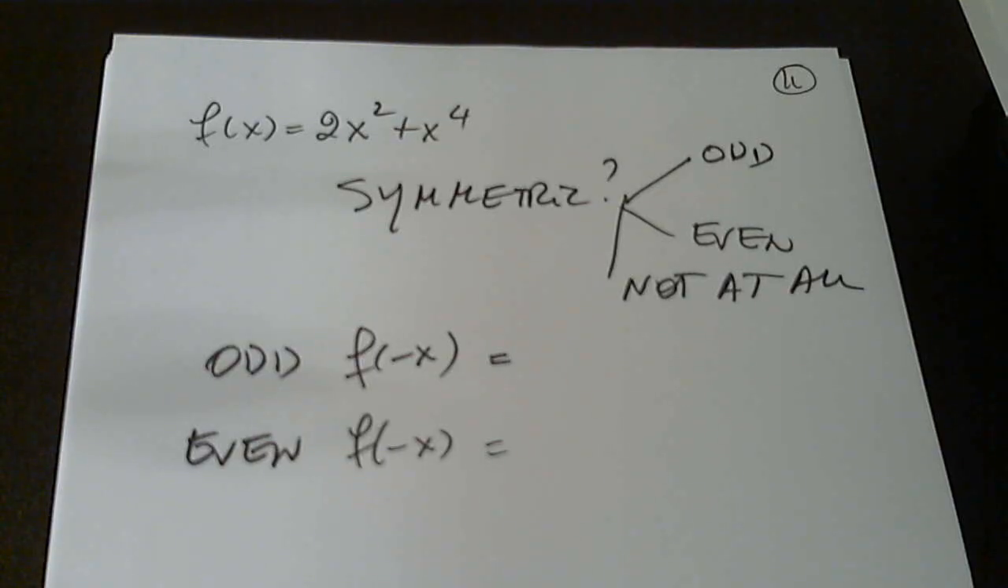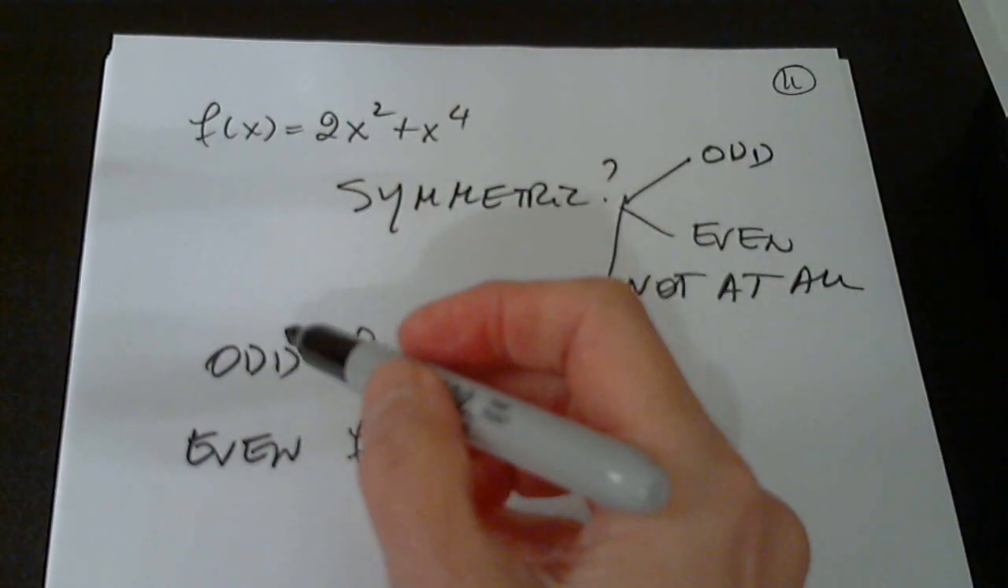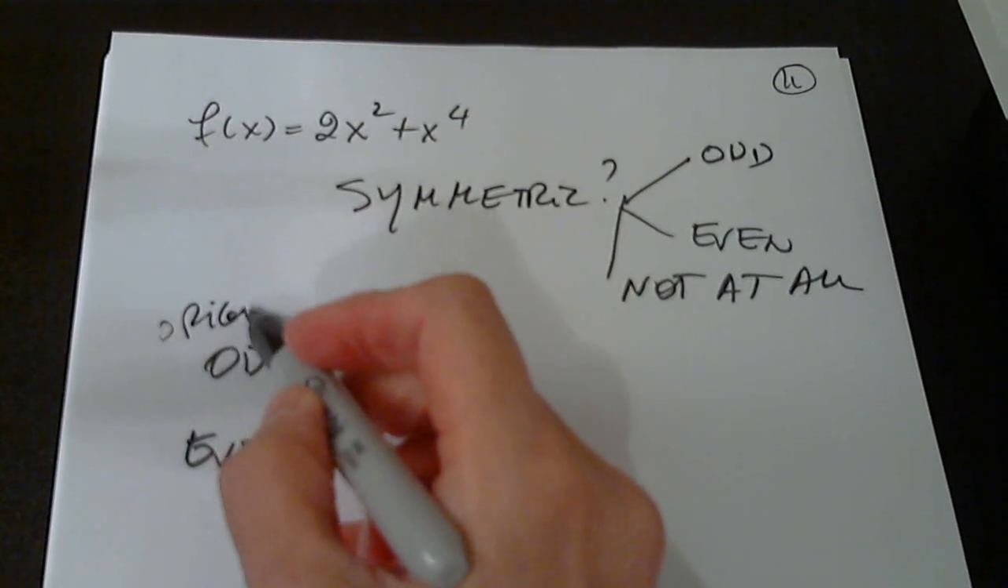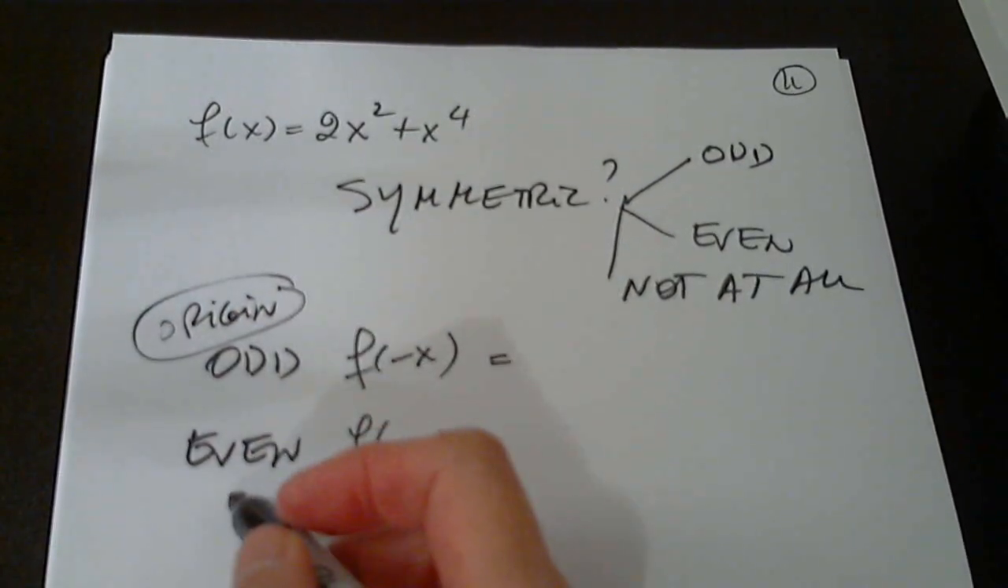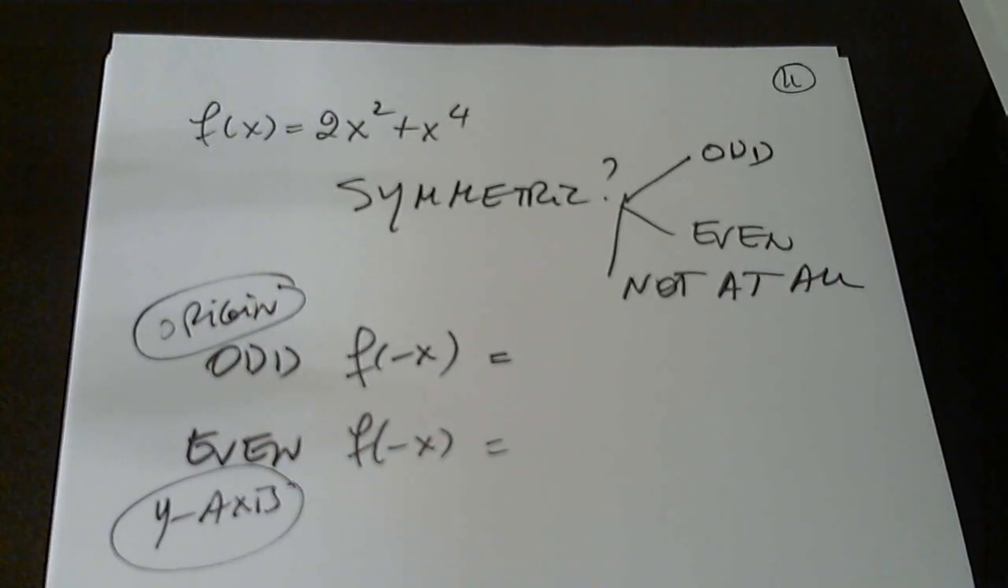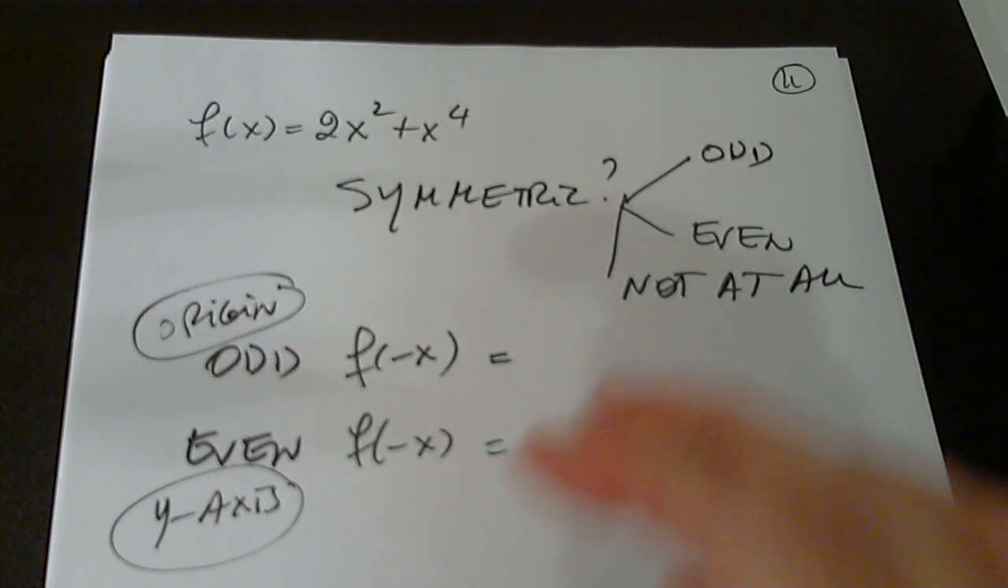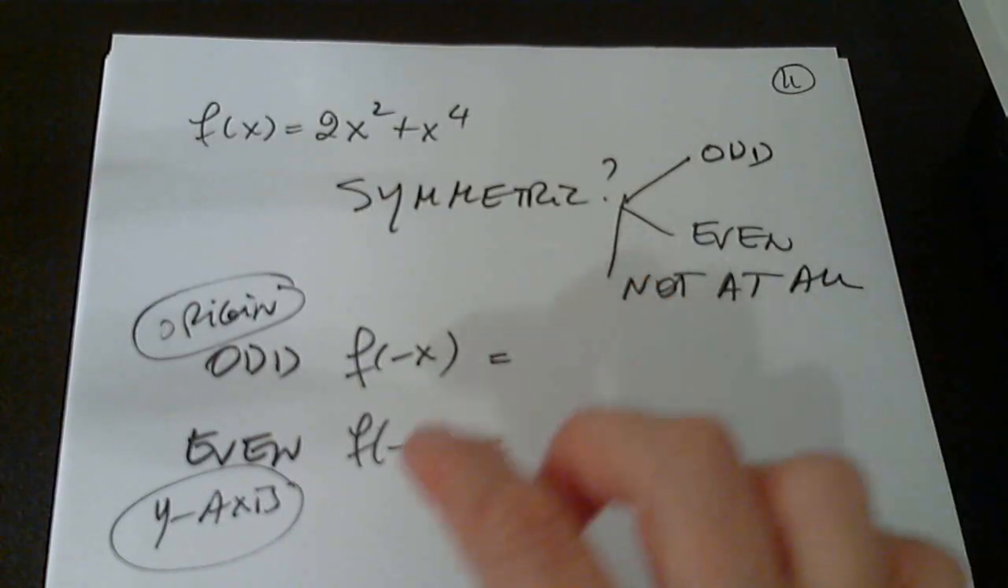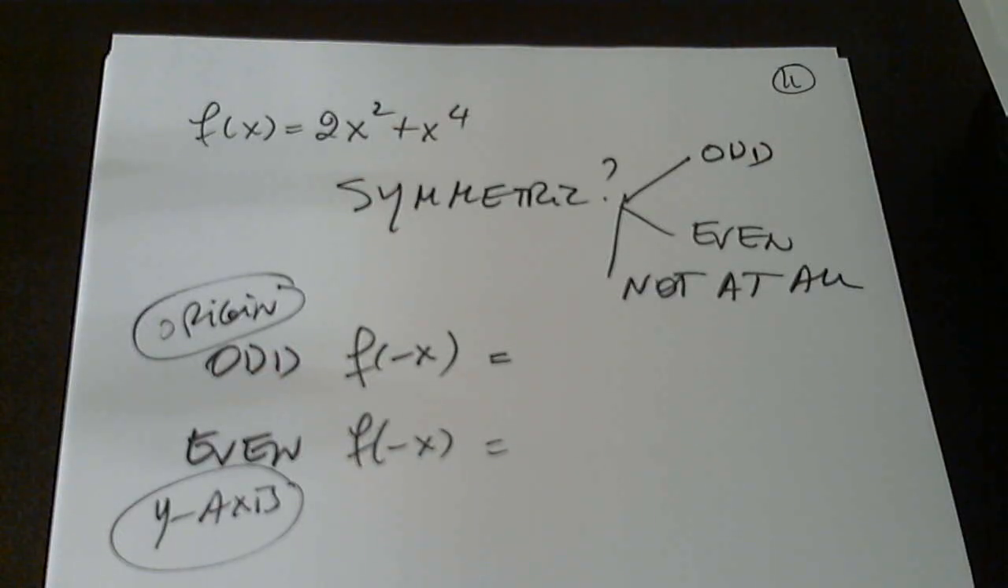Even is in relation to the y-axis, and odd is with the origin. Good. So what should these equal to for even and for odd? Let me know if you don't remember.